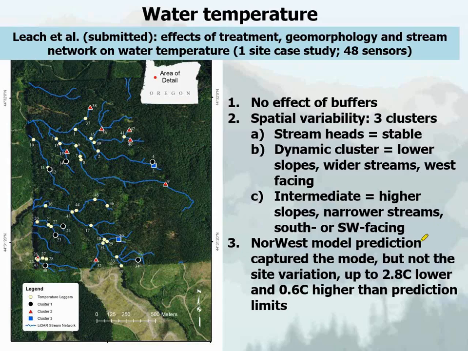Then we put the Norwest model out there to see how that predicted our water temperature, and it did great in capturing the mode, but we had a great deal of site variation in water temperature, and a lot of our areas were much colder than what the Norwest model predicted.